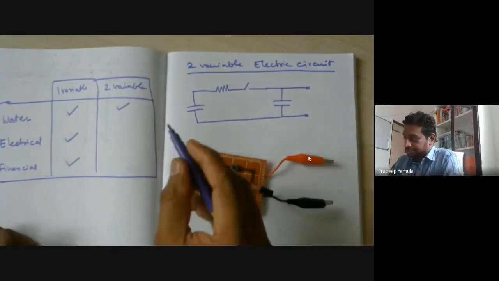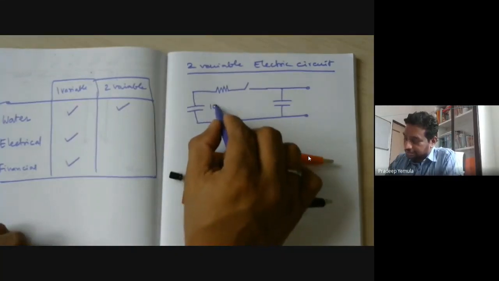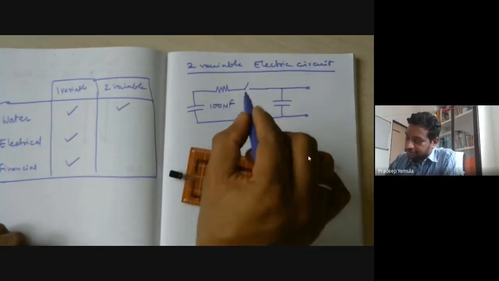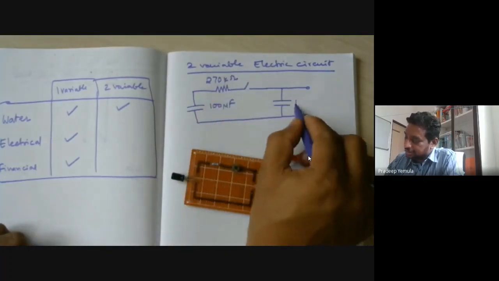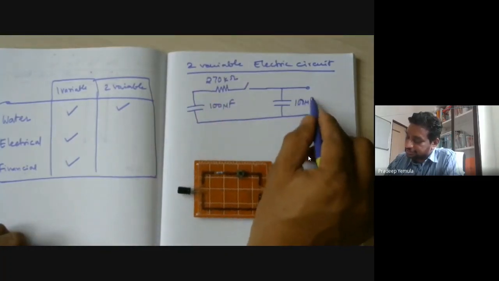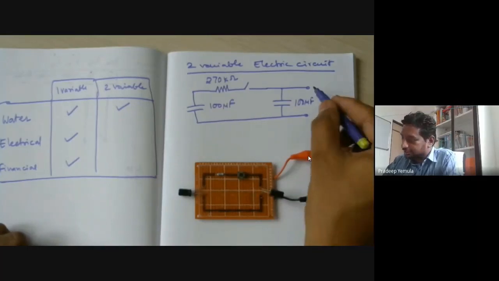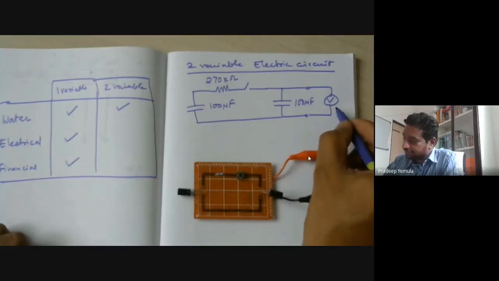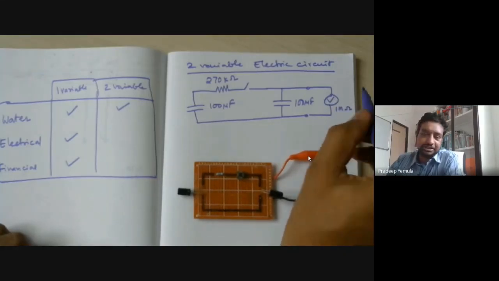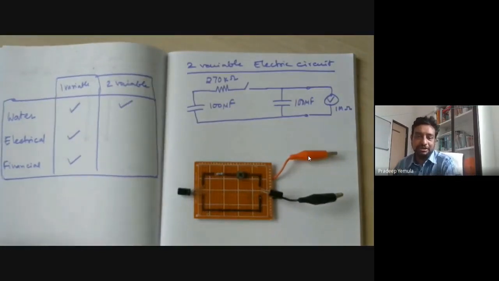So this is 100 microfarads. This is 270 kilo ohms. This is again 100 microfarads. Here on the extreme right, I connect a voltmeter. This voltmeter itself has a 1 mega ohm resistance. The internal resistance of the voltmeter is 1 mega ohm.